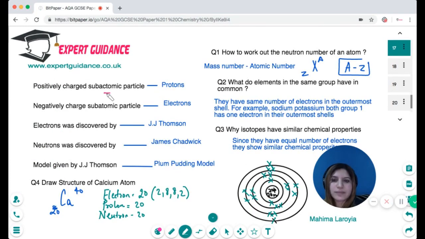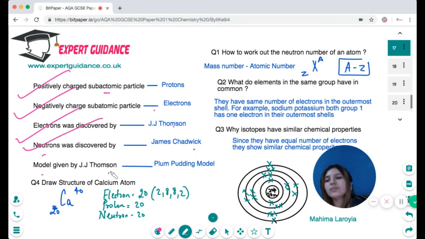Positively charged subatomic particle is proton, negatively charged is electron. Electrons were discovered by J.J. Thomson, neutrons were discovered by James Chadwick. The model given by J.J. Thomson is the plum pudding model. How to work out the neutron number? It is the mass number take away the atomic number. So top number minus the bottom number.